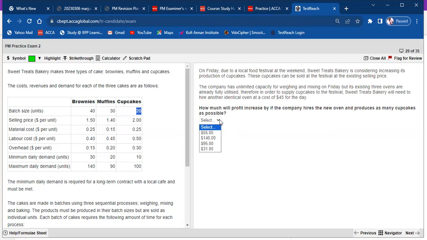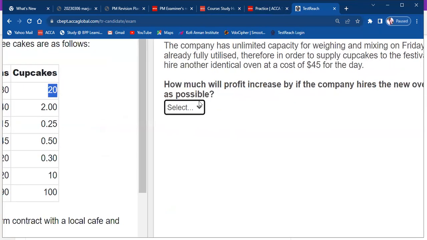These answers honestly do not look to me like I can eliminate anything. Profits will increase by 55, 140, 95, 31. All right.